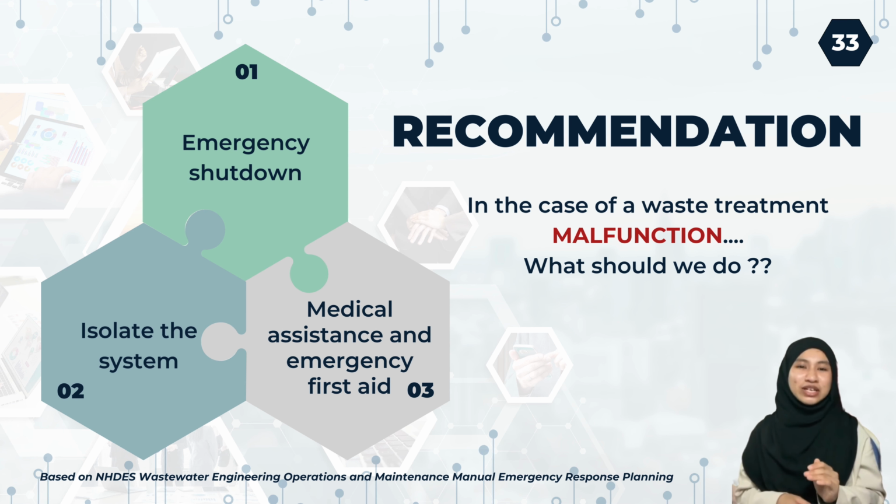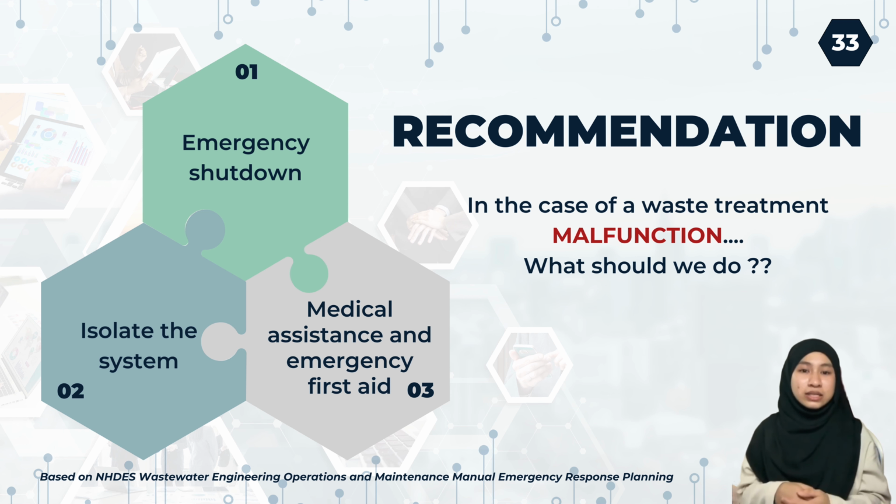Here are some recommendations if the treatment system fails, based on NHDES wastewater engineering operation and maintenance manual emergency response planning. Firstly, we can do an emergency shutdown. It is recommended to conduct an emergency shutdown of the waste treatment system in order to stop the flow of waste and avoid future problems. For example, select an emergency shutdown coordinator that is well-trained to manage the shutdown procedure.